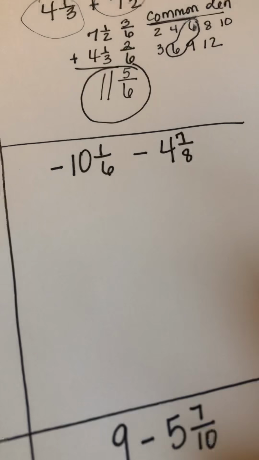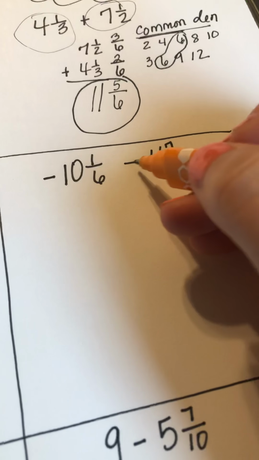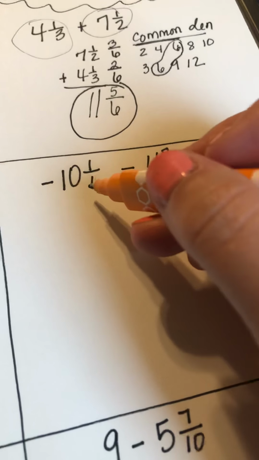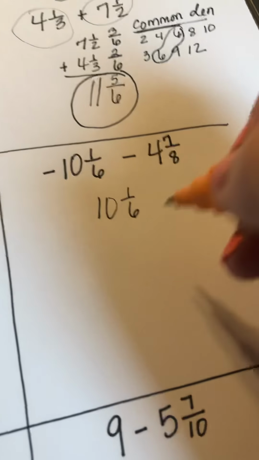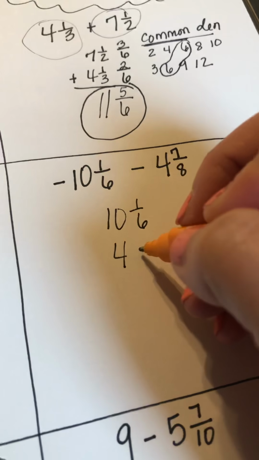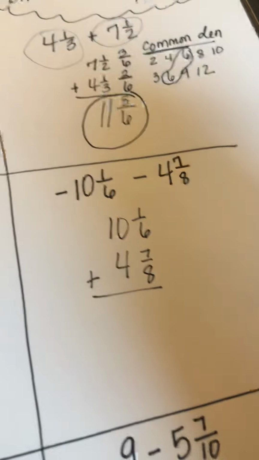Okay, we'll go ahead and do the same thing on the next one. I have a negative and a negative. So although it looks like I'm supposed to be subtracting, since this number out front is negative, I'm actually going to be adding these two together. So we are going to add and keep the sign, which means the answer will be negative.